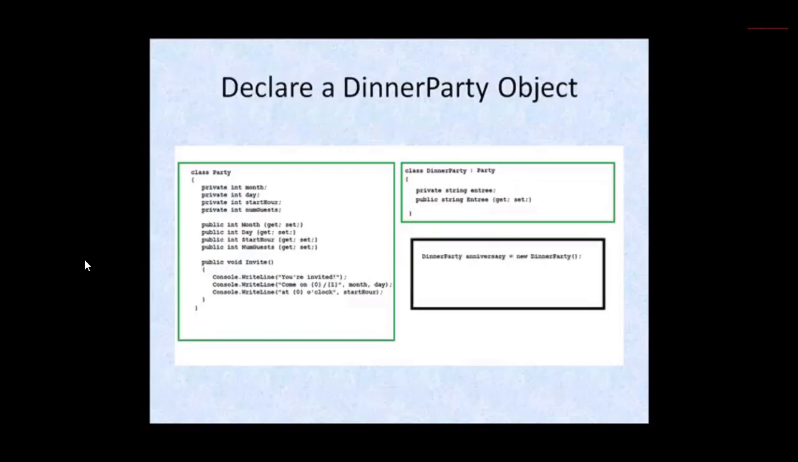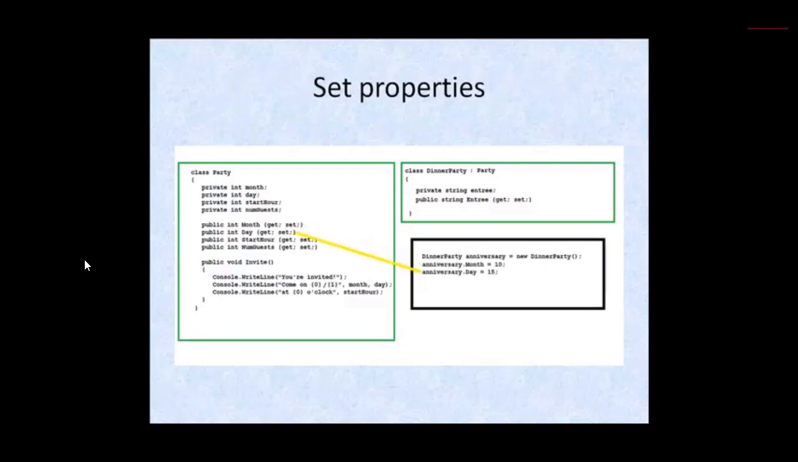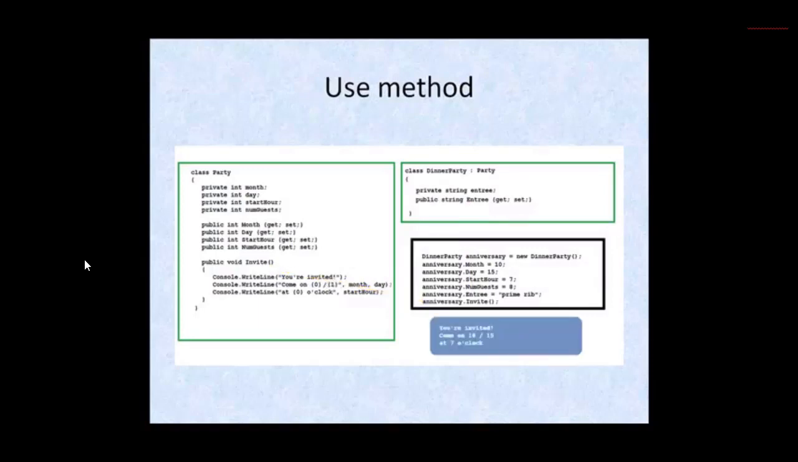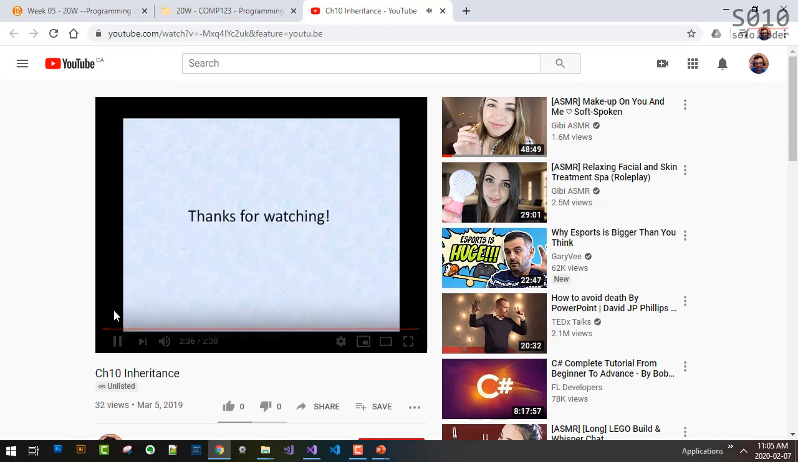When you declare a dinner party object, you use the month and the day and the start hour and the number of guests from the parent class, and you use the entree from the child class. When you use the invite method, you can use the parent class version, and you can correctly display data about the dinner party. Inheritance makes your job much easier.